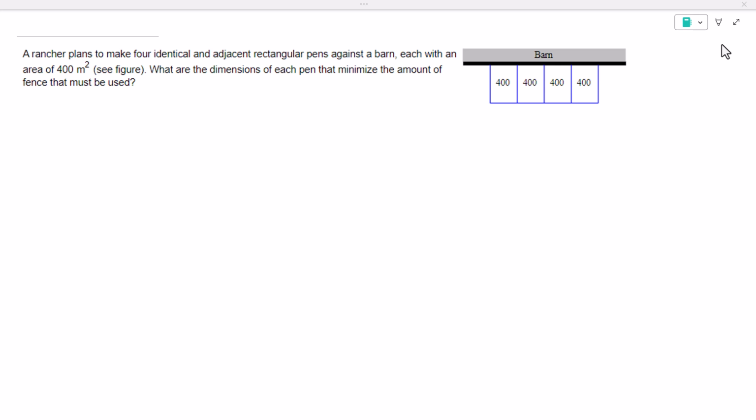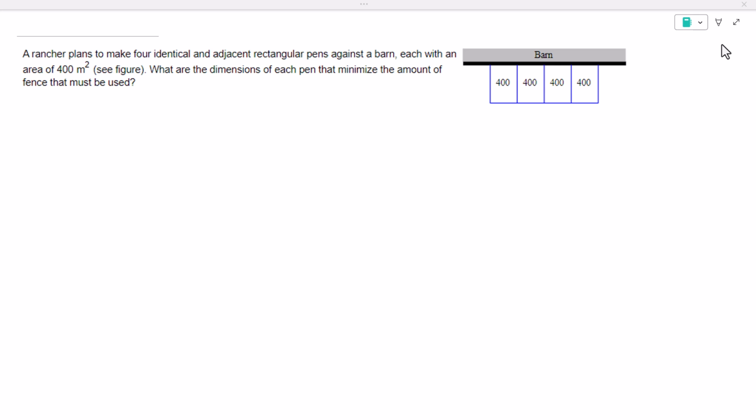Walking through this problem, it does not matter if we're talking about a minimization problem or a maximization problem. The process is the same. They're all optimization problems, whether you're finding the minimum or the maximum. Here we have a rancher planning to make 4 identical adjacent rectangular pens against a barn, each with an area of 400 square meters. What are the dimensions of each pen that minimize the amount of fence that must be used?